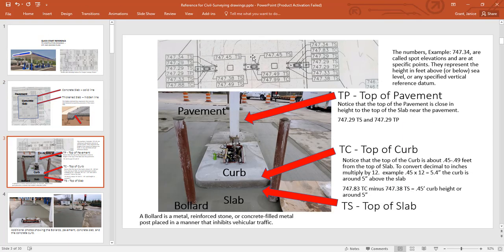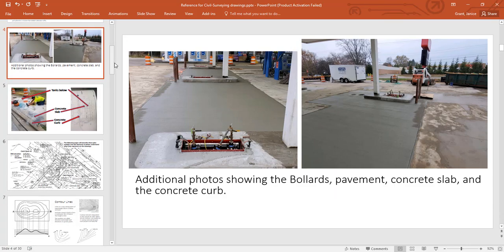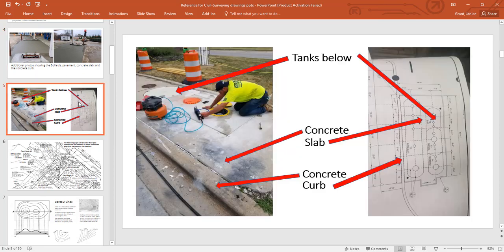Sometimes an elevation, a spot elevation, will have letters that are next to it, like TP for top of pavement, or top of curb, TC, or slab. And you'll see that there is a definition for a bollard. That's what these are. They're basically metal posts that keep people from damaging the curb. So as you look through this PowerPoint, I'm going to post it for your information. Some of the things that we're talking about are right here.